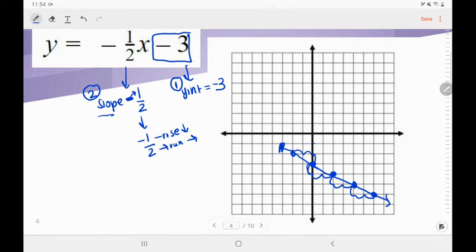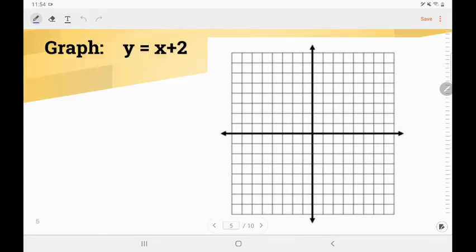Let's try a few more examples. y equals x plus 2. Let's identify our slope and our y-intercept first. If our slope is not written, notice it's a blank in front of x. So it's not 0. If it's blank in front of x, there is a 1. So let's write our slope. If it's not written as a fraction already, I'm going to write it as a fraction. 1/1 is my slope.